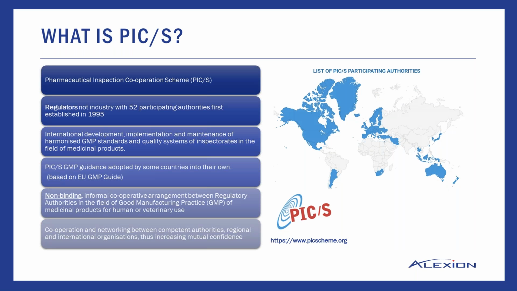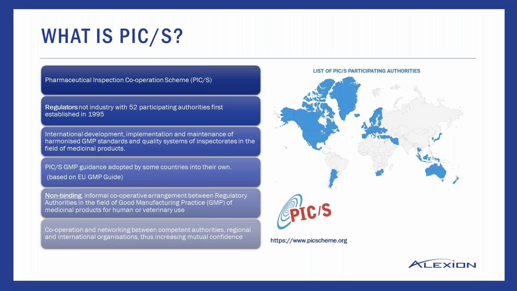It's a regulators group, not an industry group, with 52 participating authorities, and it was first established in 1995. The countries on the screen in blue are those participating authorities. So for those in the US and Canada, your authorities are also part of this. It's an international development, implementation and maintenance of harmonized GMP standards and quality systems of inspectorates in the field of medicinal products. They also have their own GMP guidance document, which has been adopted by some countries into their own, but it's heavily based on the EU GMP guide.